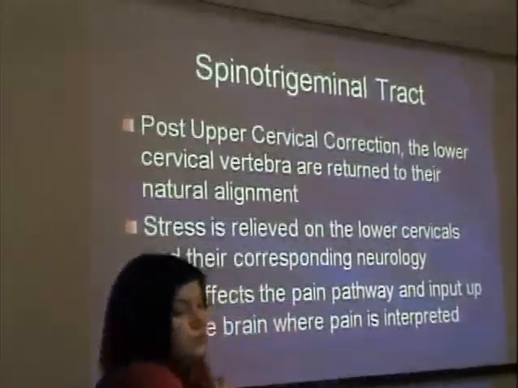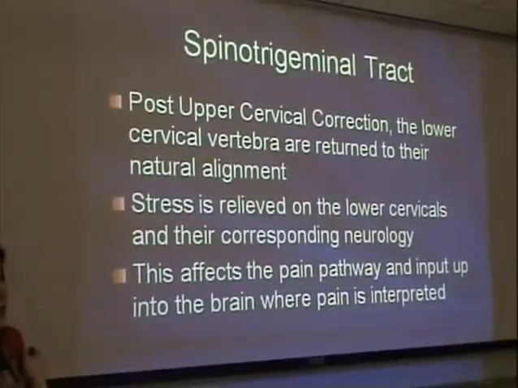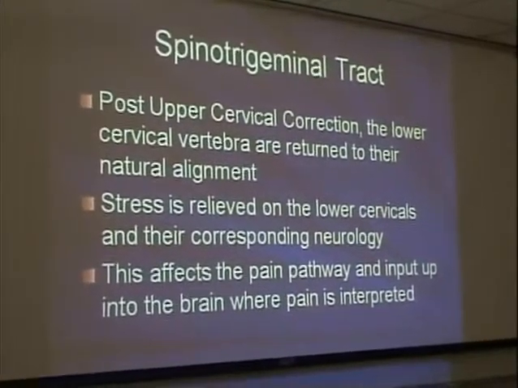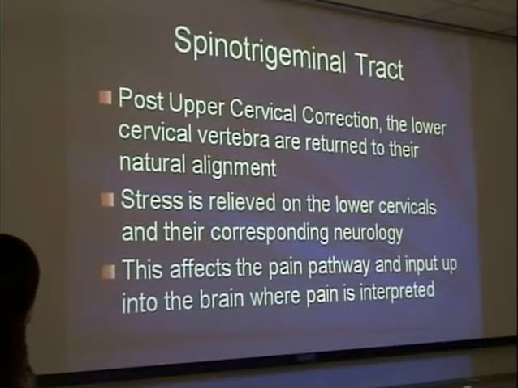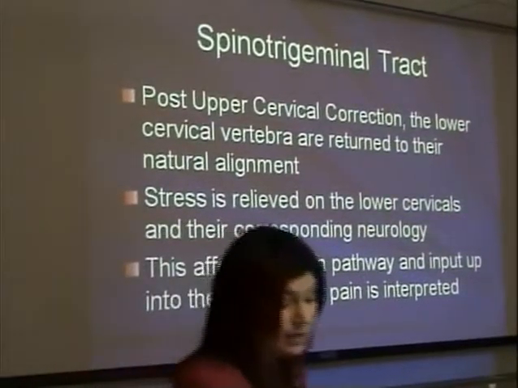So post-upper cervical correction, the lower cervical vertebrae are returned to their natural alignment. Stress is relieved from the lower cervicals and corresponding neurology, and this affects the pain pathways and inputs into the brain where the pain is interpreted.